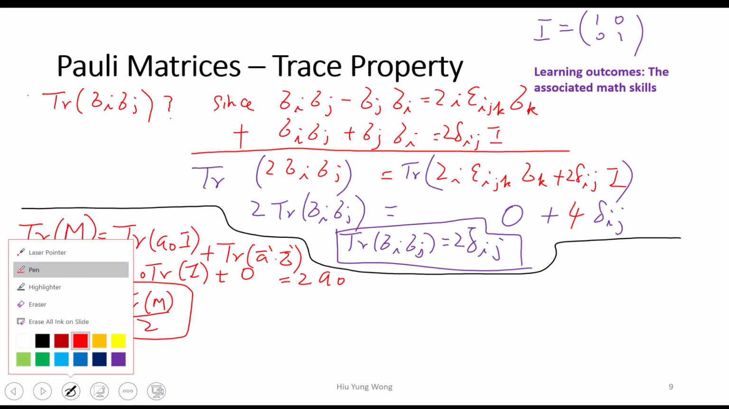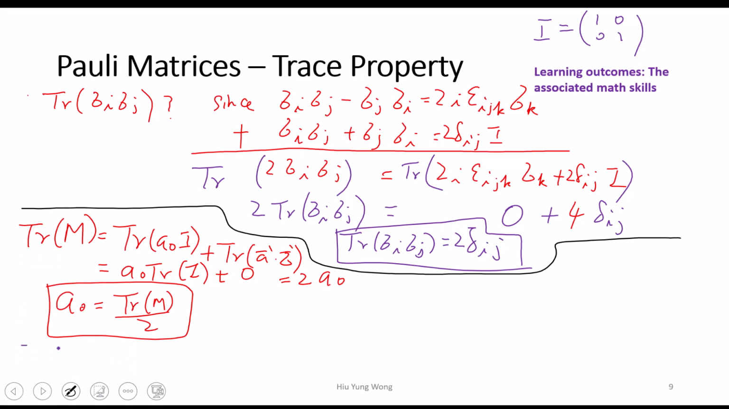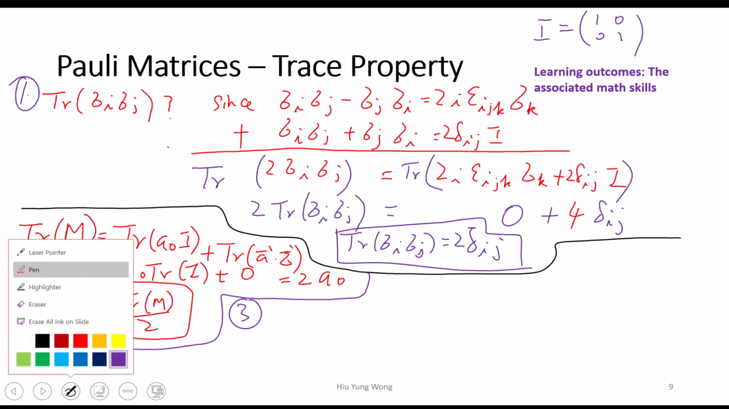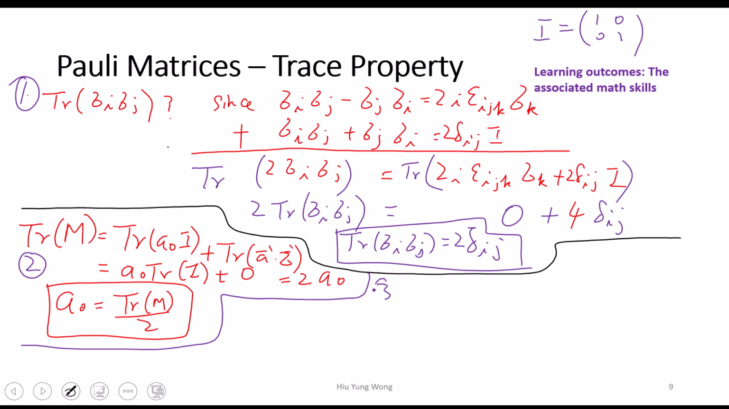Then how do I find AX, AY, and AZ? Sorry, it's a bit messy, right? 1, 2, and then I go to 3. How do I find AX, AY, and AZ? Let's consider this. The trace of M times sigma k. And actually, I want to use sigma k times M because that will be useful. They are the same because of the property of the trace. But what is sigma k times M? That is the hint. Let's take a look.